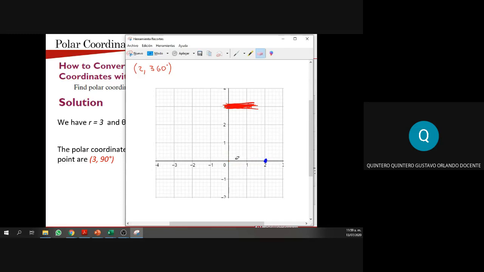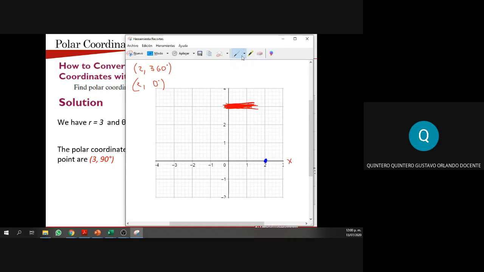Another possible solution, take a look at this. Let's think about the angle of elevation. What if instead of elevating 360, a full circle, we just don't elevate at all? There is no elevation. The angle is 0 degrees. That is possible as well. Any point on this part of the x-axis, you could say that the elevation is just 0. The point is right there. In other words, you can have 2, 0 degrees or 0 radians, right? Doesn't matter.